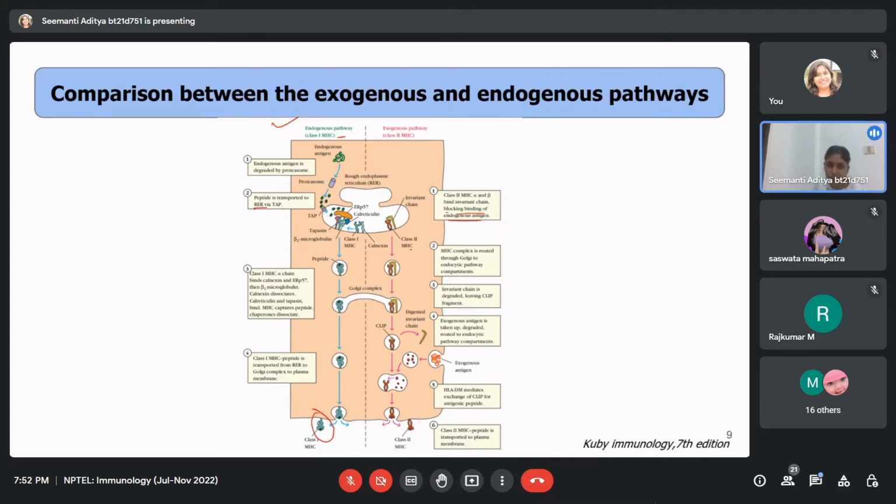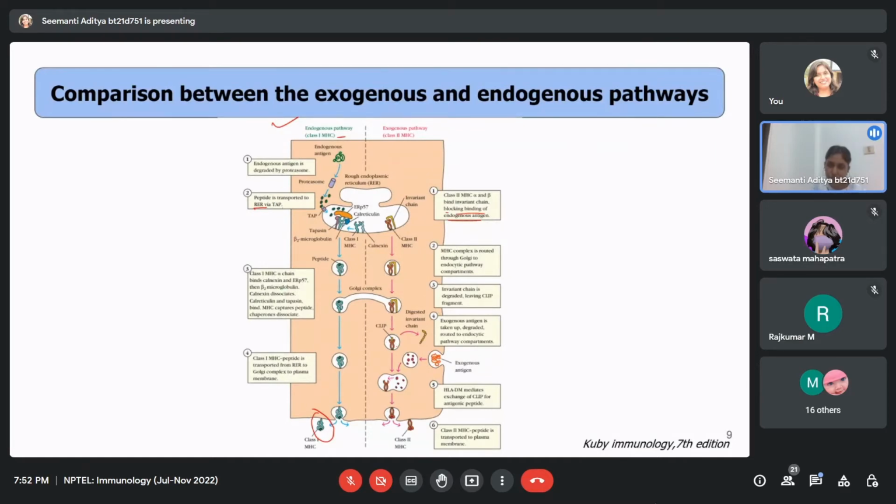So the class 2 MHC molecule is routed through the Golgi and endocytic compartments, where it will come across exogenous antigen from outside. Once the exogenous antigen is processed and present in the form of small peptides, it will go and bind to your MHC class 2 molecule, and here your invariant chain will get dissociated because of the acidic properties, and just the CLIP will remain attached to MHC class 2.